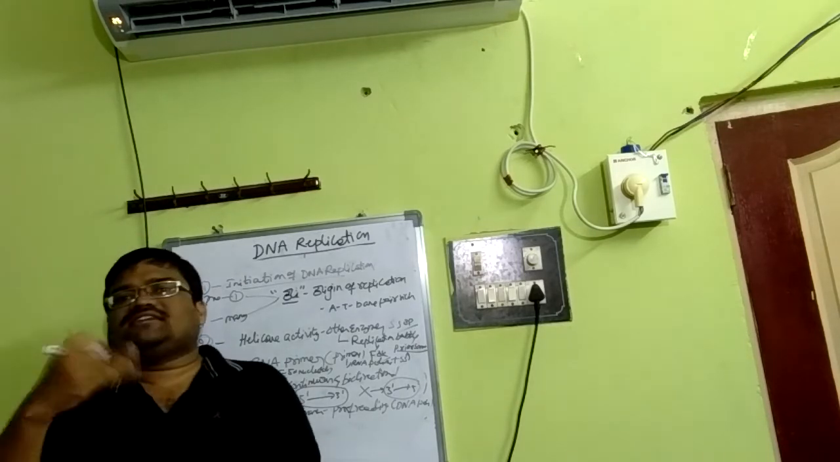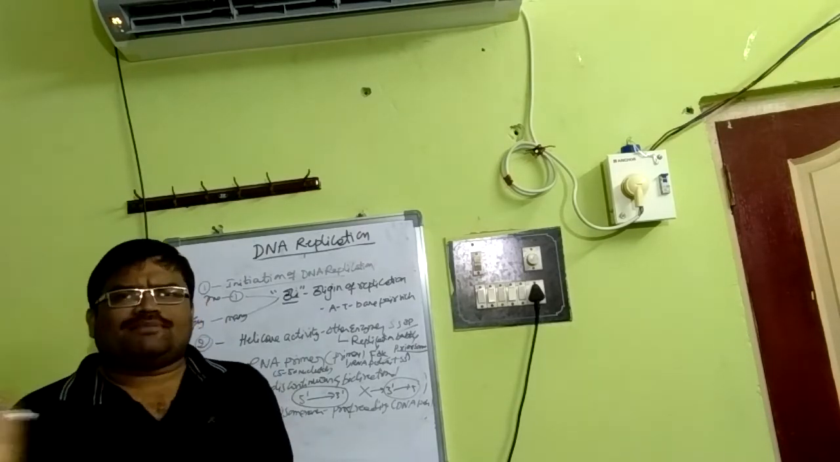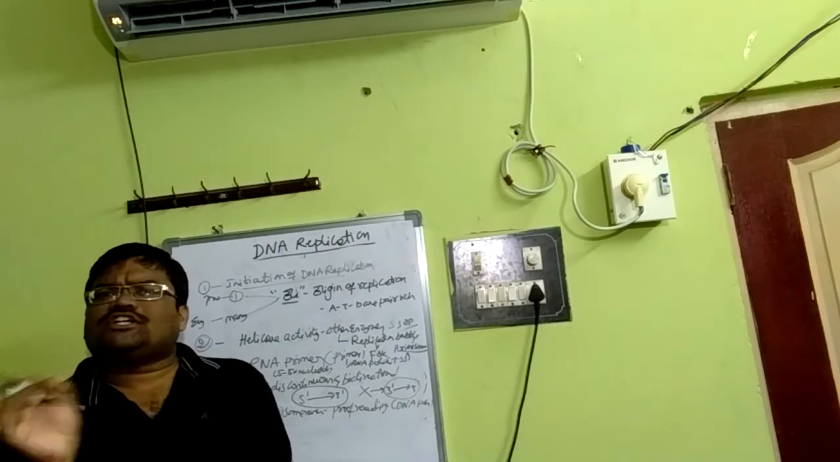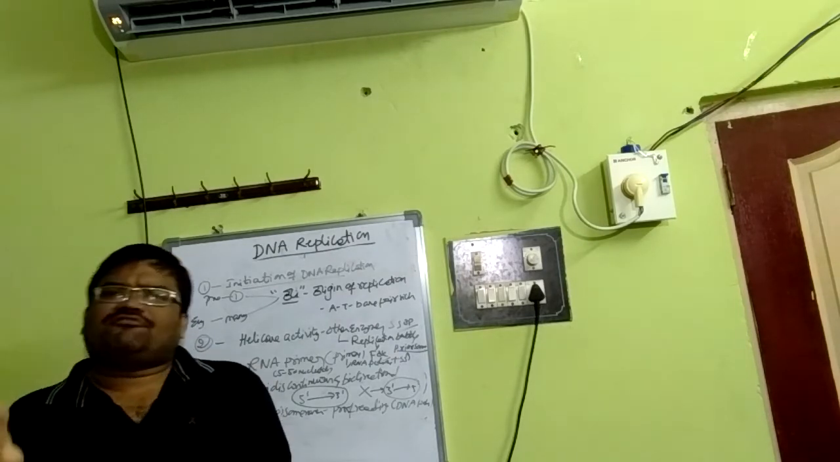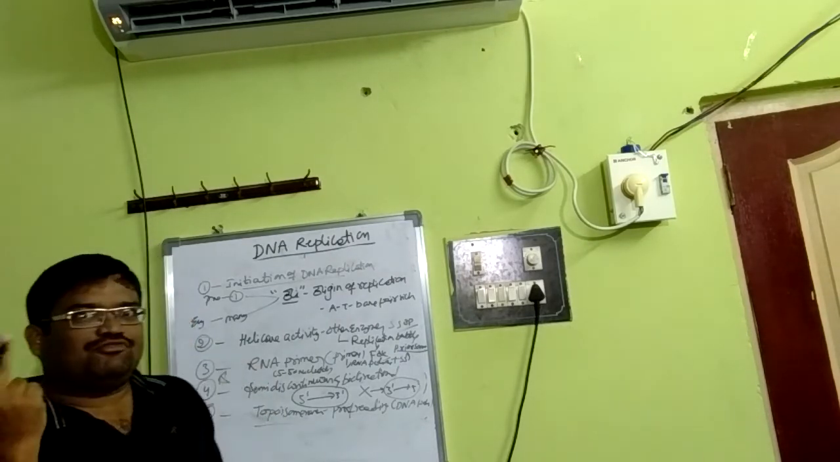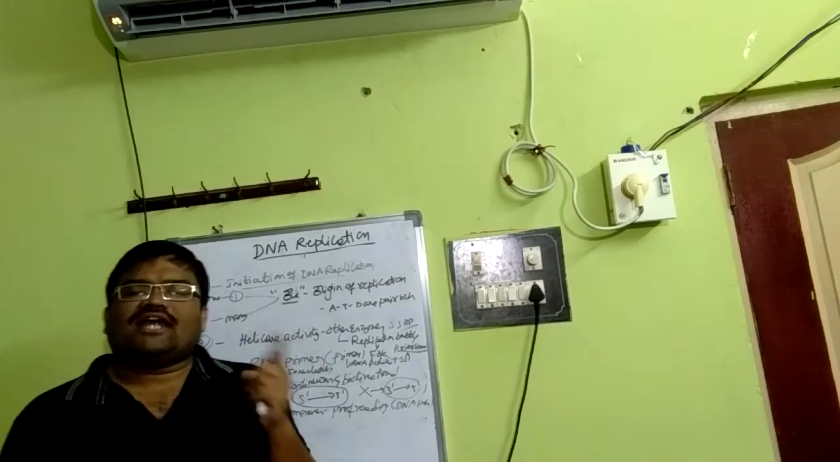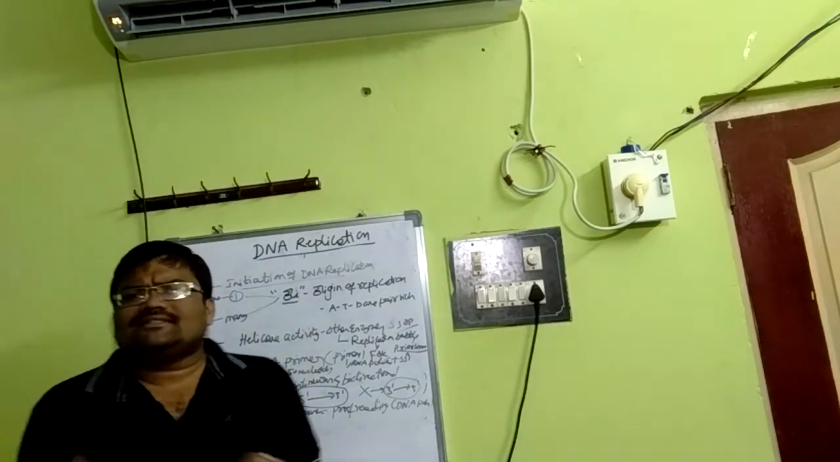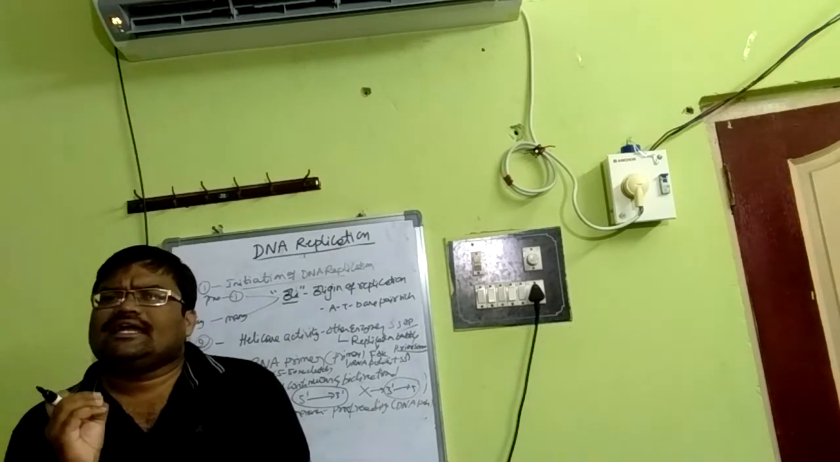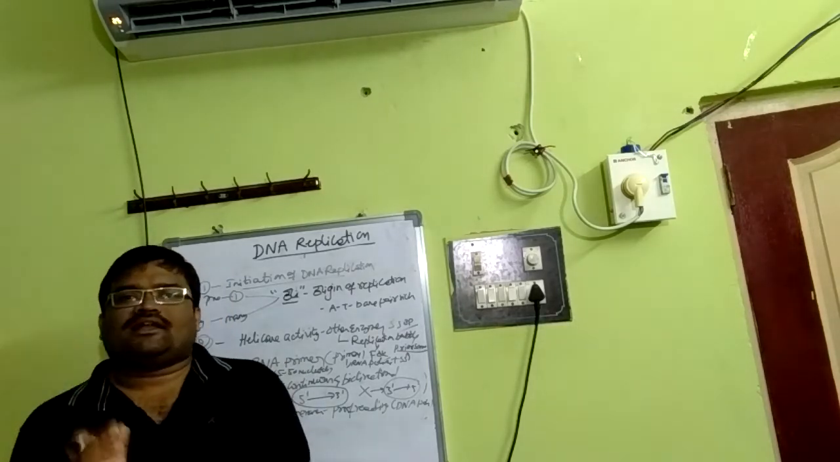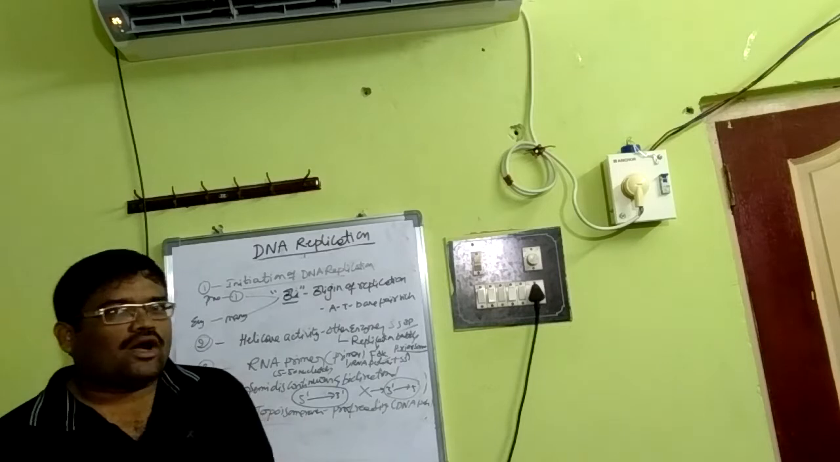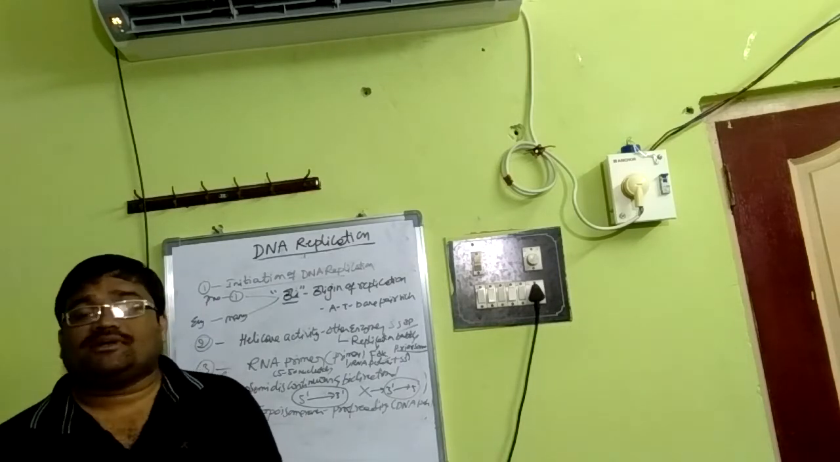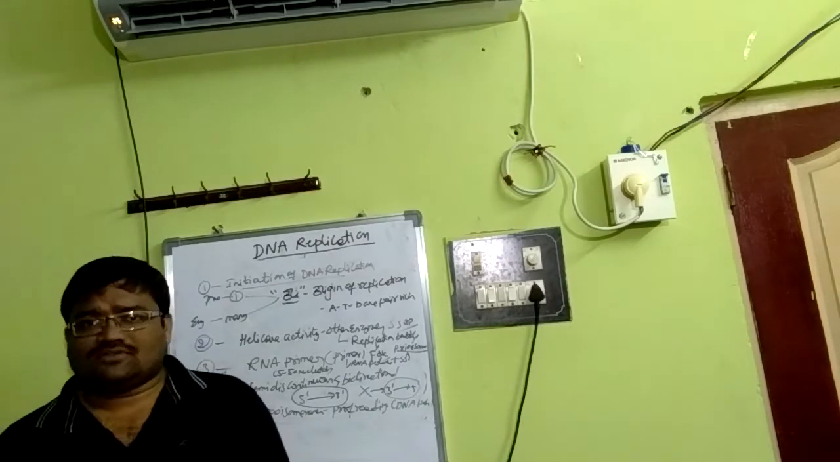To avoid this uncertainty or this problem, DNA replication on the lagging strand will take place in the 5' to 3' direction away from the fork, whereas in the case of the leading strand, it is 5' to 3' towards the fork. But in the case of the lagging strand, DNA replicates in a discontinuous manner in small fragments called Okazaki fragments. It is named after the Japanese scientist Okazaki who reported this process.